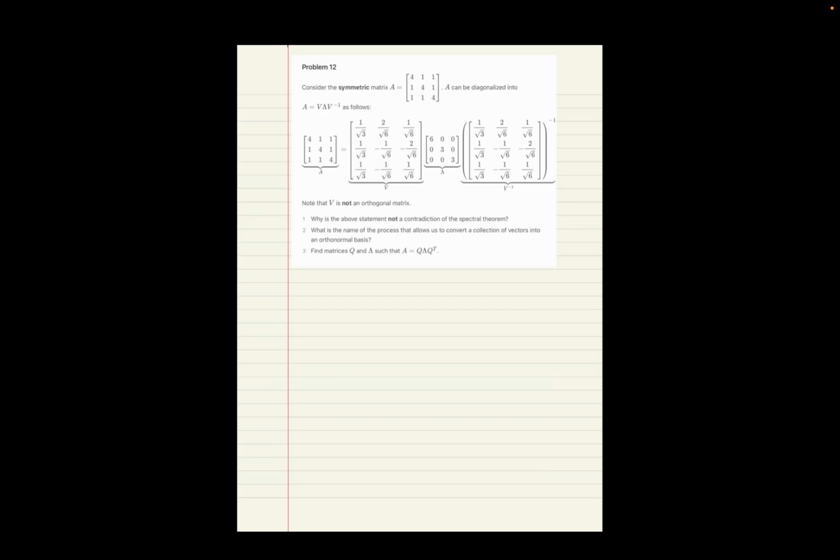In this problem, we're given a symmetric matrix A, and we're told that A can be diagonalized into V lambda V inverse, where V is not an orthogonal matrix. So why is the above statement not a contradiction of the spectral theorem?